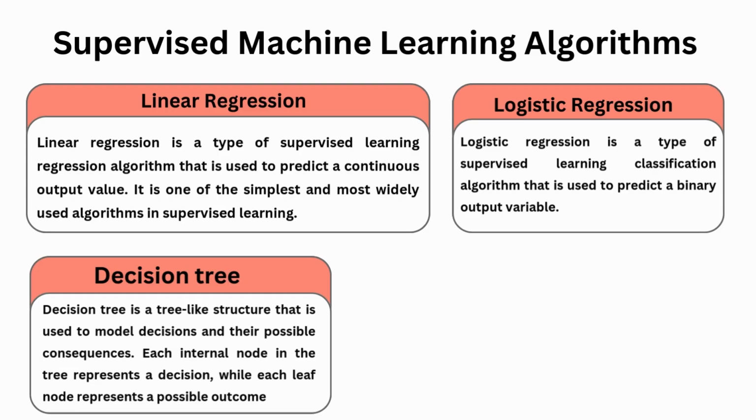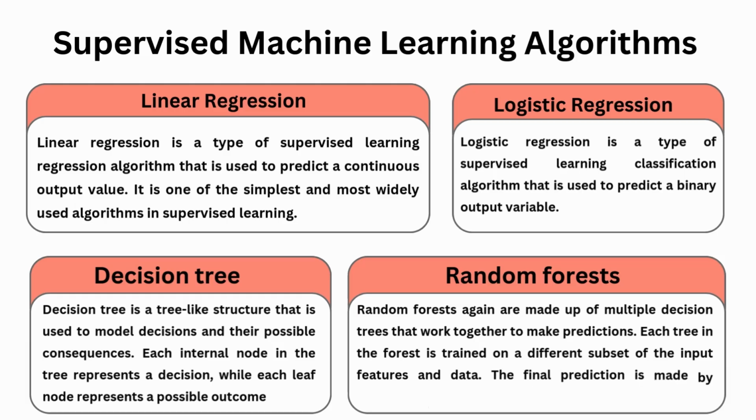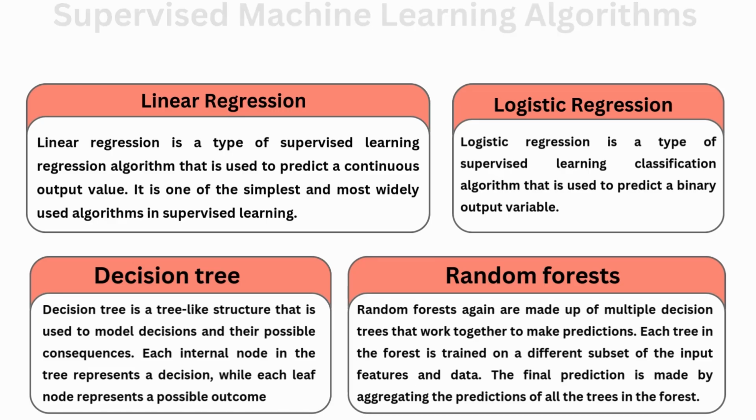Each internal node in the tree represents a decision, while each leaf node represents a possible outcome. Random forest. Random forests again are made up of multiple decision trees that work together to make predictions. Each tree in the forest is trained on a different subset of input features and data. The final prediction is made by aggregating the predictions of all the trees in the forest.